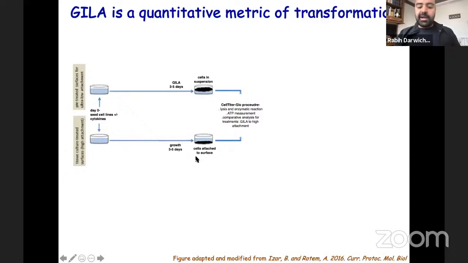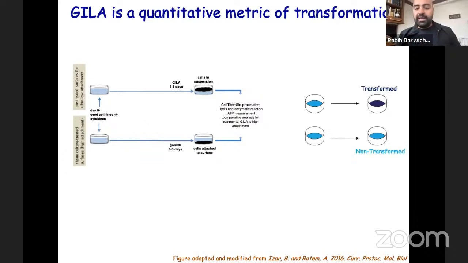At the same time, I will be using high attachment plates as control. In the high attachment, most of the cells, transformed or not, are able to grow. After growing, I will measure the ATP, which gives an idea if the cells grew or not, and I will make the comparison between cells that are able to transform or not. So briefly, in low attachment, if the cells are transformed, they grow. If they are not transformed, they don't grow under low attachment condition.